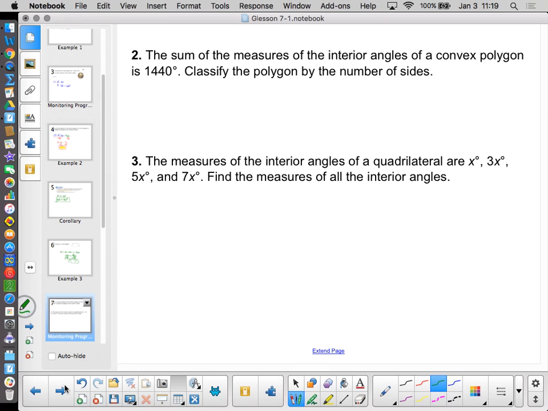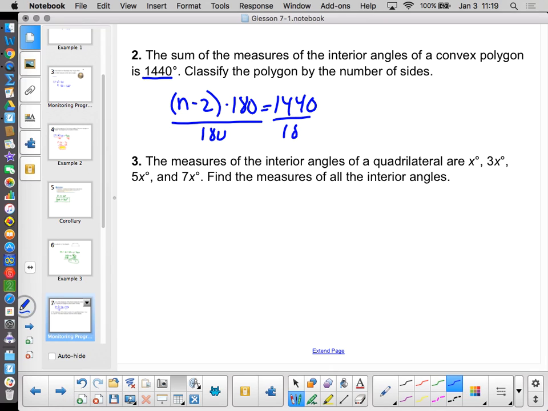Again, I give you the sum. You classify by the number of sides. So this is using our formula. The total is 1440. So number of sides minus 2 times 180 is 1440. Have to divide by 180. And 1440 divided by 180 is 8. But remember, 8 is not my number of sides. I'm not done yet. That's the number of sides minus 2. I have to add 2 to that. That's actually a 10-sided polygon.